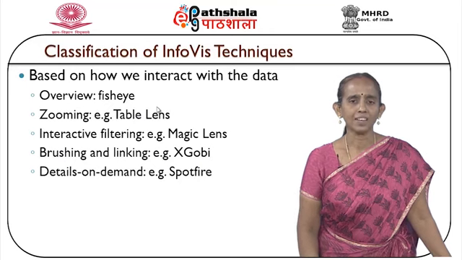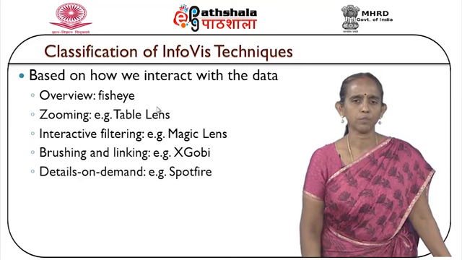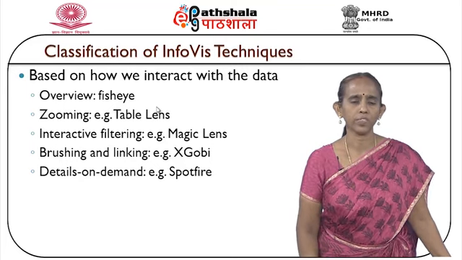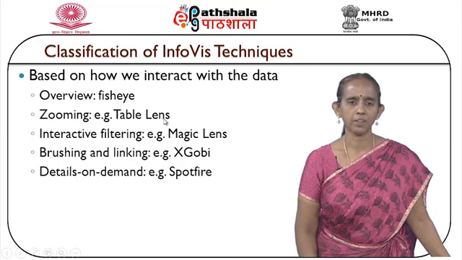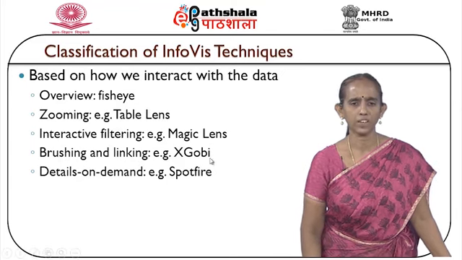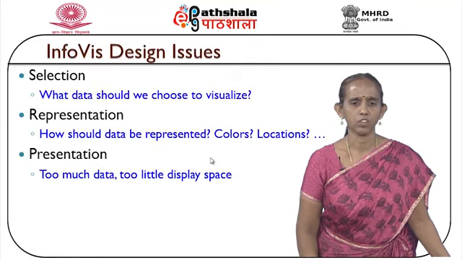Based on how we interact with the data, we can classify the various visualizations. This is a classification of information visualization techniques based on the interaction that the user performs with the data set. Overview is a fish-eyes kind of data set. For zooming, the examples are table lens kind of data set. In interactive filtering, we have magic lenses. In brushing and linking, we have an example as XGOBI, and for details on demand, the example given is Spotfire.